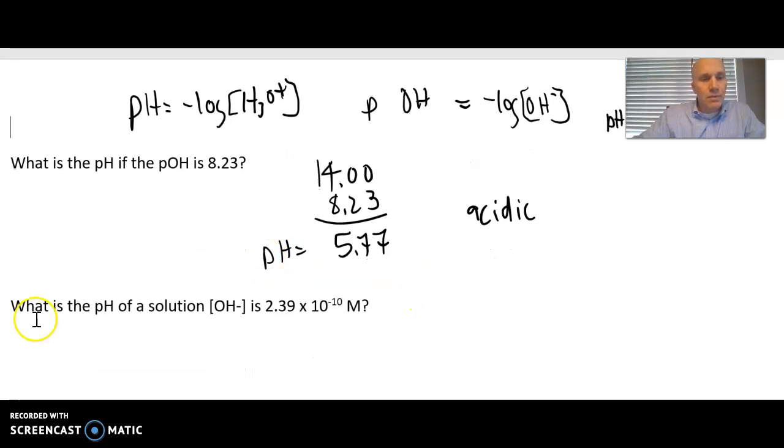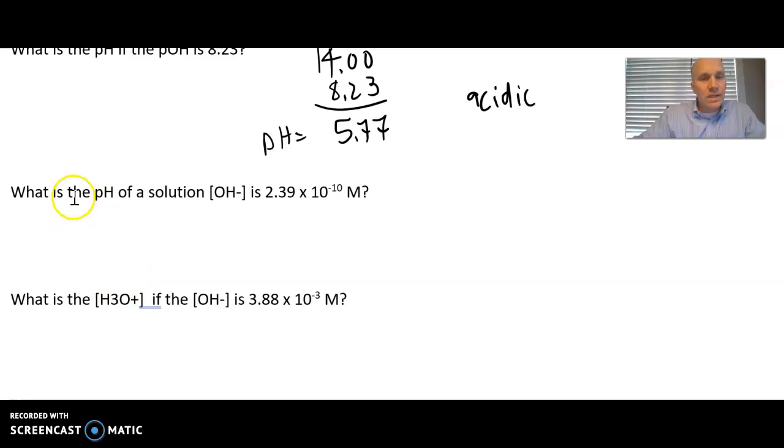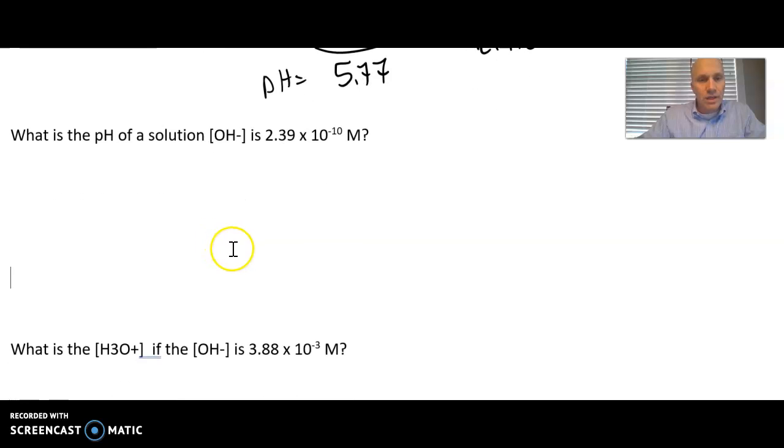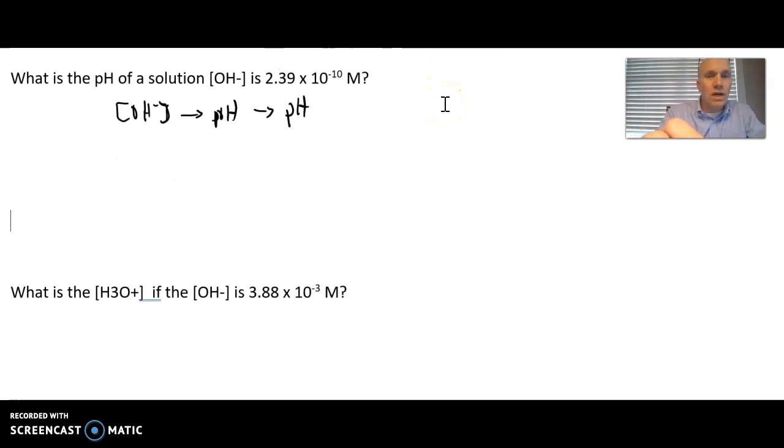All right, next one. What is the pH of a solution whose hydroxide ion concentration is 2.39 times 10 to the -10? This is not just a one-step process, so let's think about a strategy. We can turn the concentration of hydroxide into a pOH, and then we could turn that into a pH. So this is actually going to be a 2-step process. Let's do the first one.